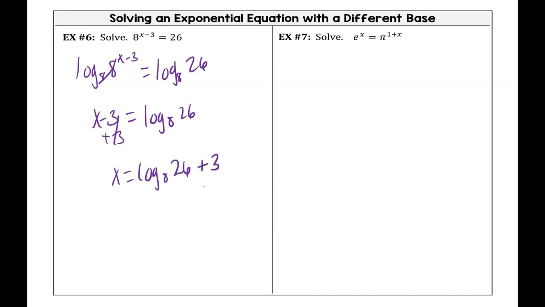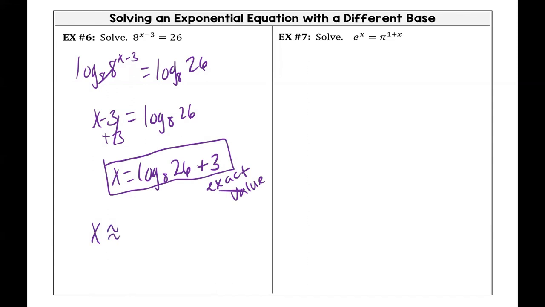If this is on the non-calculator side, this is what you would write. This is your exact value, and you would be done. If it was on a calculator side, that means they're expecting you to approximate. So you would plug that into the calculator: log base 8 of 26 plus 3. Remember, you can press math, arrow up twice, and put in the log base, and it comes out to be 4.5668.